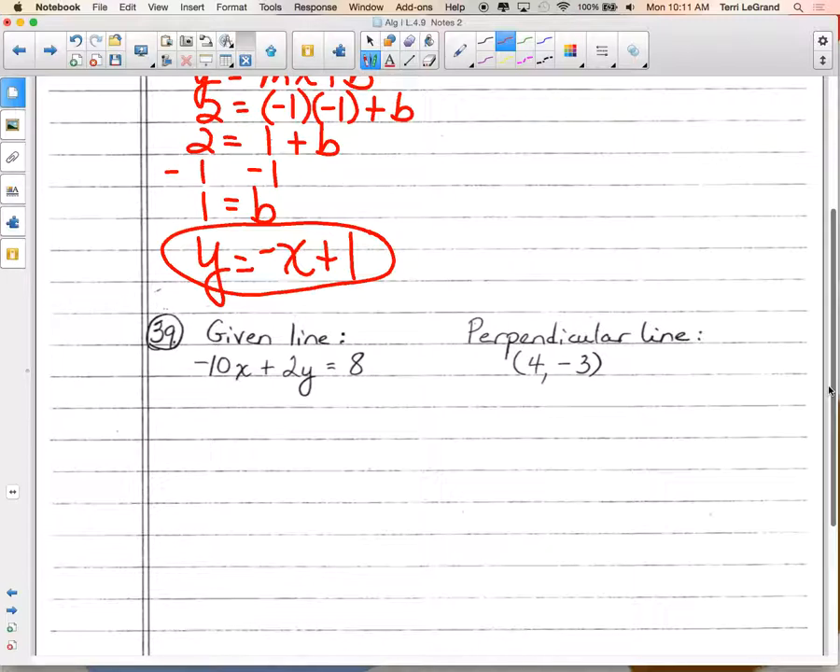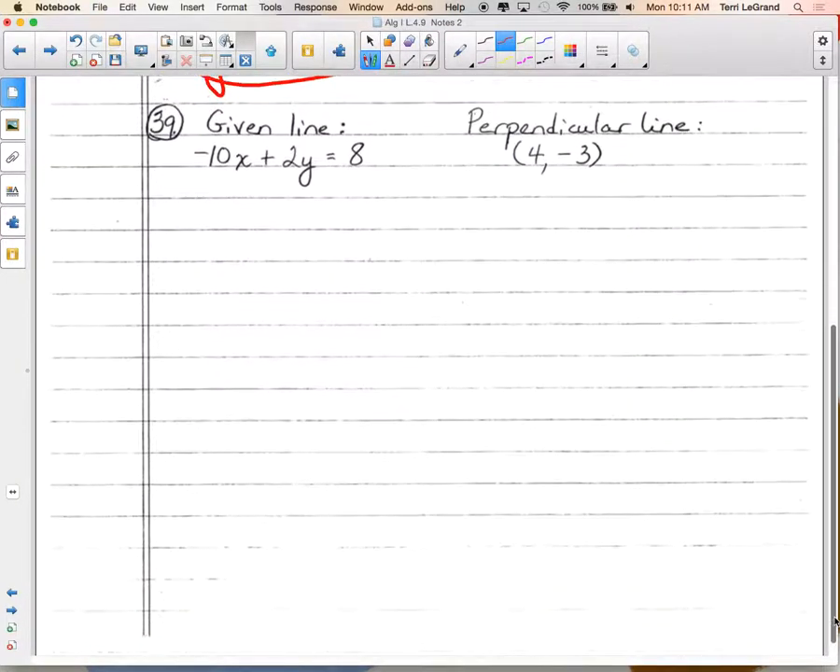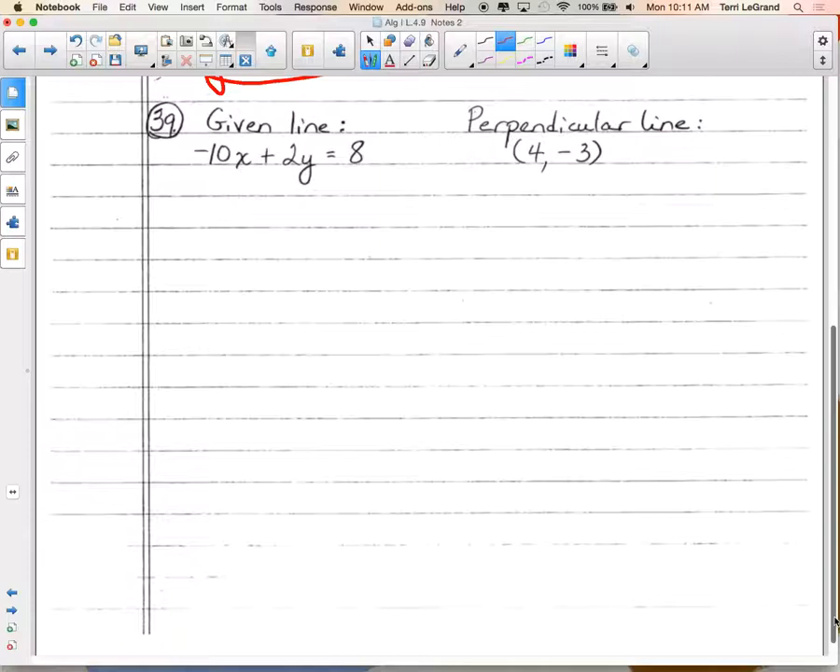Given line, negative 10x plus 2y equals 8. Ready to grab the slope from that? No. What form is that? Standard form. Does standard form give us the slope? Heck no, it doesn't give us much of anything, really. So we're going to have to put it in slope-intercept form. I don't think you're going to want to try and put this in point-slope form. We're going to get the y by itself.